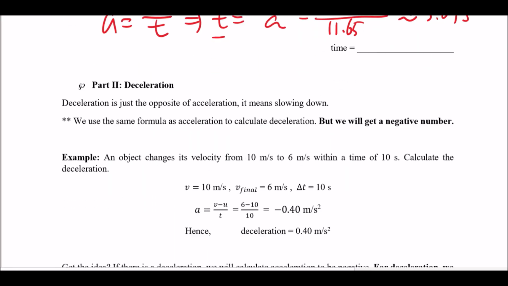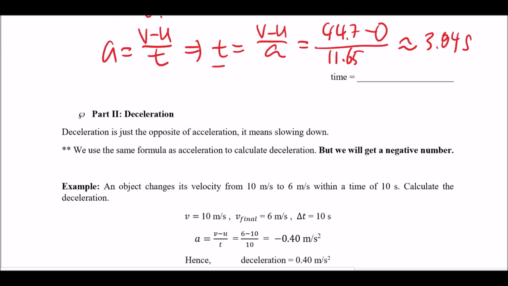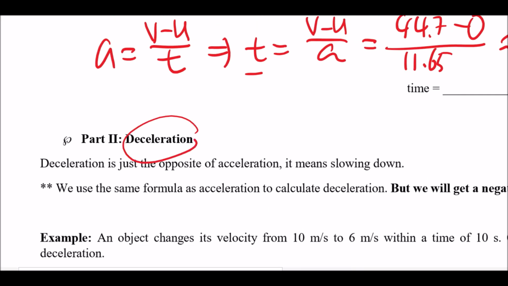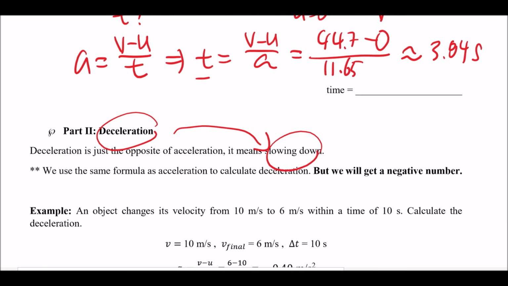Okay, the next concept, the last concept for this video, we're almost done, is called deceleration. Now deceleration, you probably already know, means slowing down. Okay, opposite of acceleration. Okay, so for deceleration we also use the same formula, which is A equals to V minus U over T.